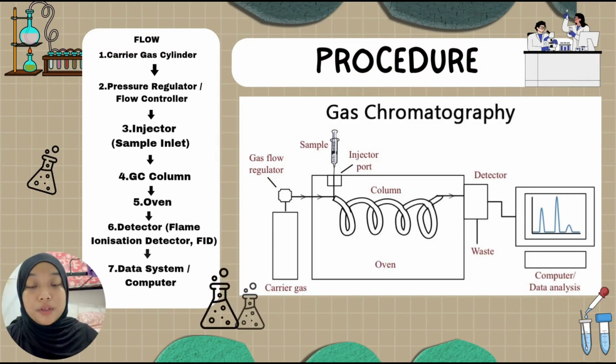First of all, we have a procedure. As you can see, this is a picture of the flow of gas chromatography. The first one, we go through the carrier gas. The number two, we go through the pressure regulator or flow controller. And then we go to the injected sample inlet. And then we go to the GC column. And number 5, we go through the oven. After that, we go through the detector, the flame ionization detector, FID. And the last one, we go through the data system, or we can call it the computer, for data analysis.